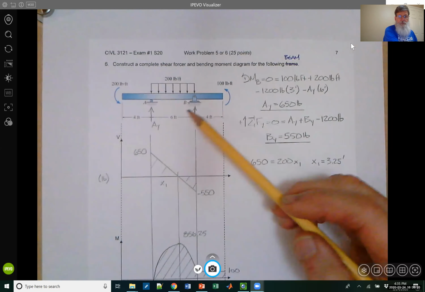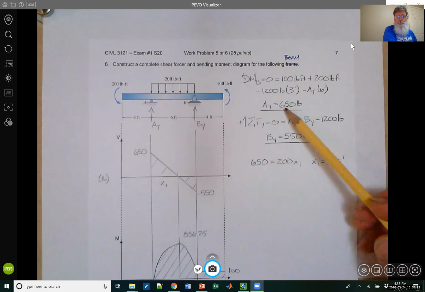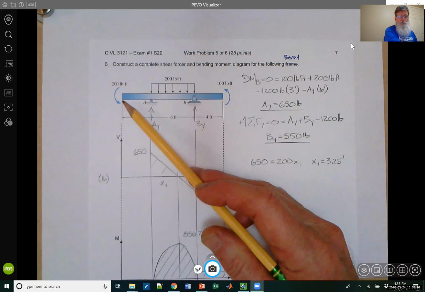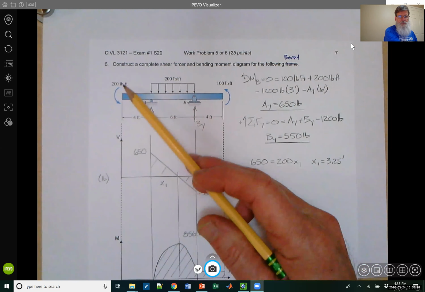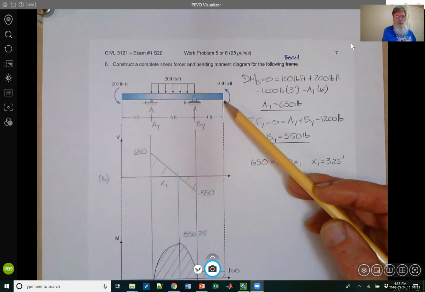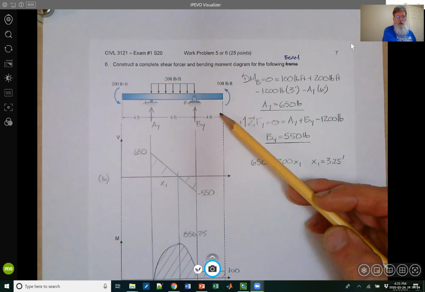Starts off the same, though. I find my reactions at A and B. See, there they are. I know I have a starting shear value here of 0 and a starting moment. That's a negative bending moment. And on this end, no shear, and that's a positive bending moment.